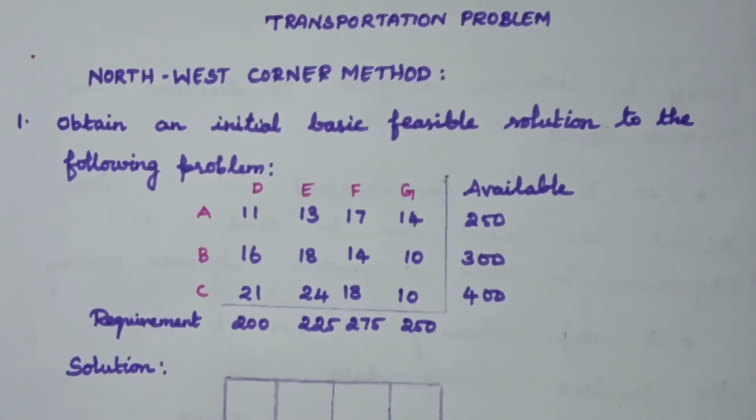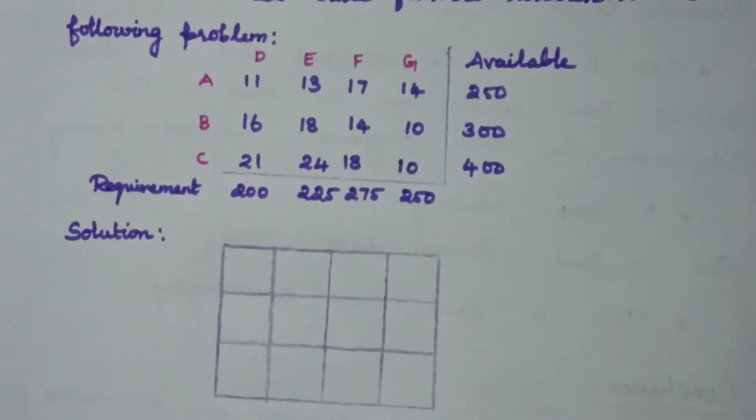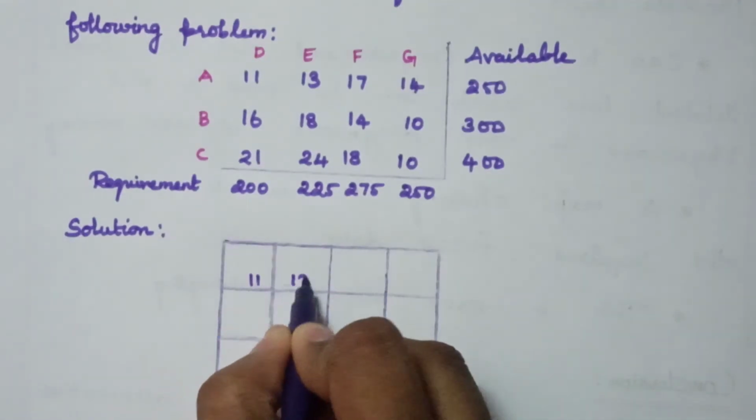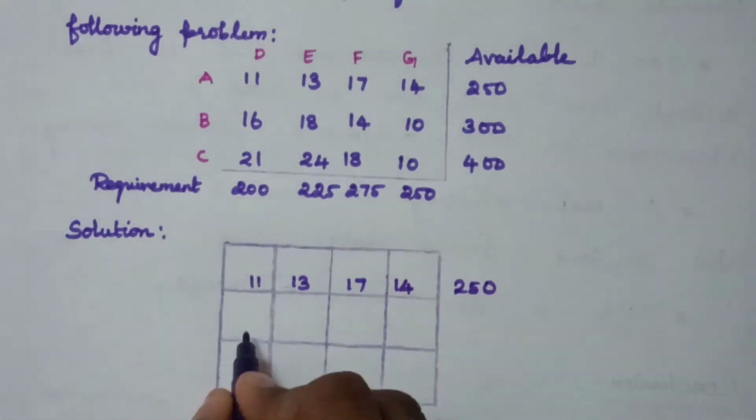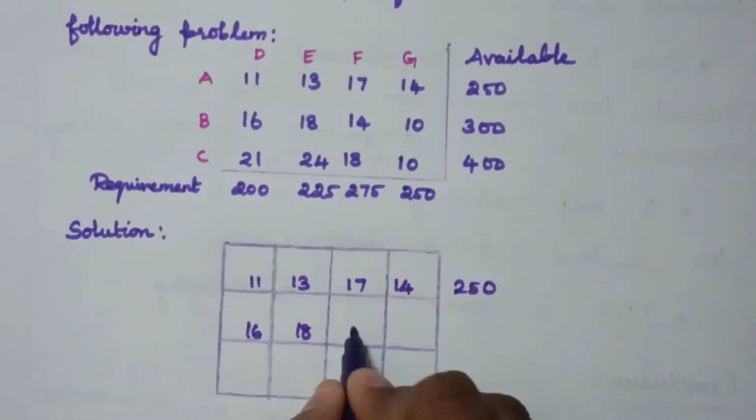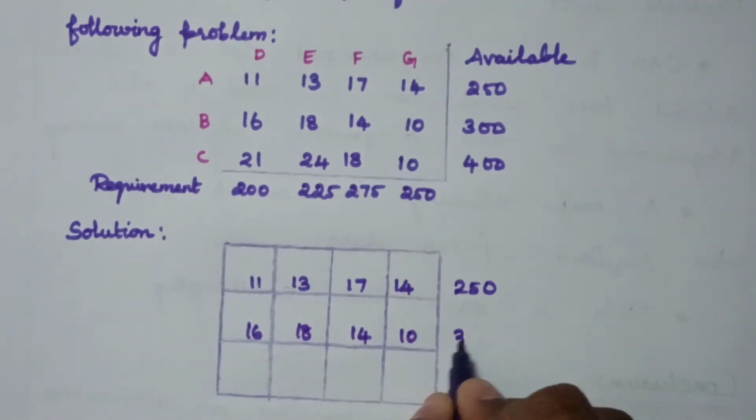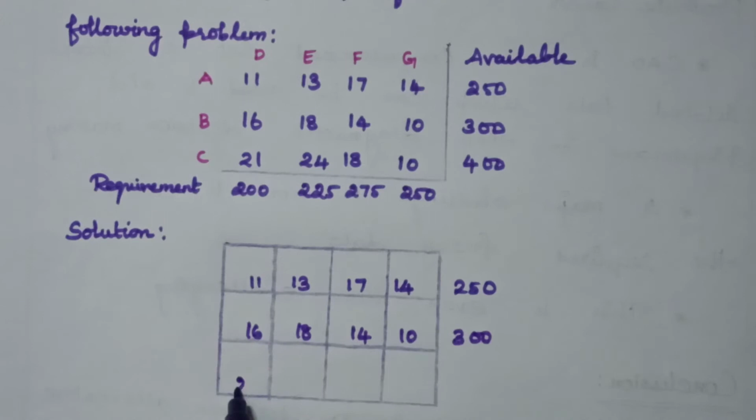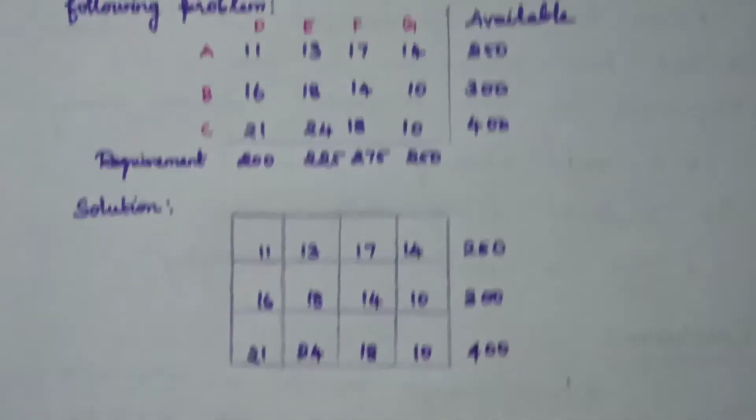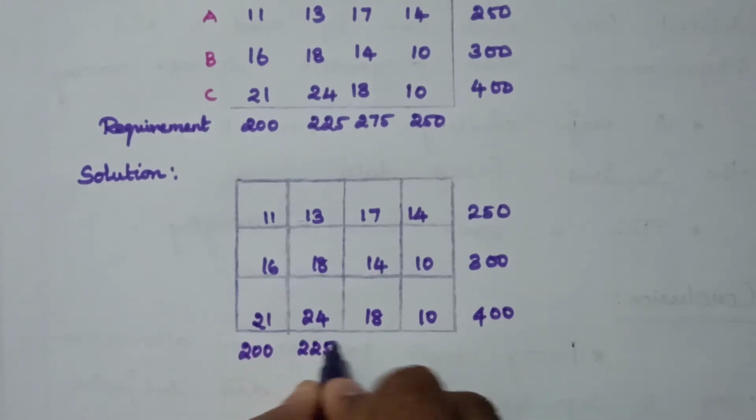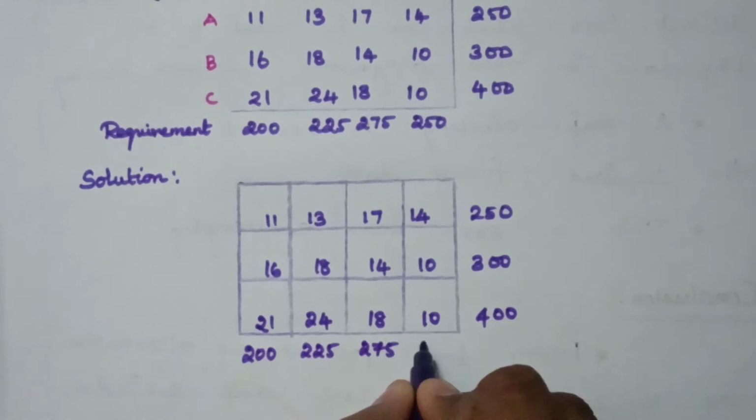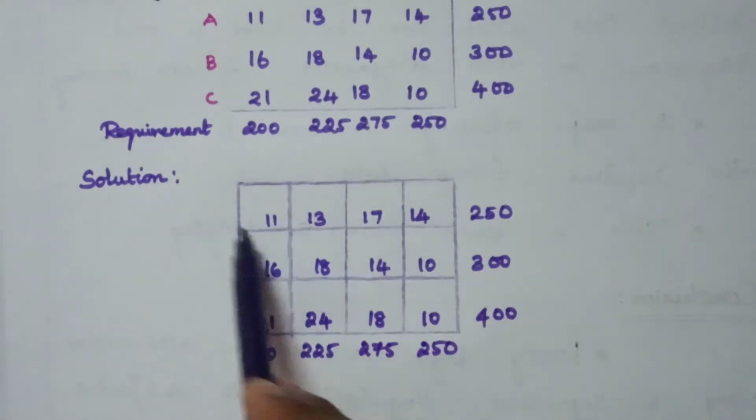First we have to write this problem as it is. So what is given here? 11, 13, 17, 14 and availability is 250. 16, 18, 14, 10, and 300. And 21, 24, 18, 10 and availability is 400. So here the requirement is 200, 225, 275 and 250.